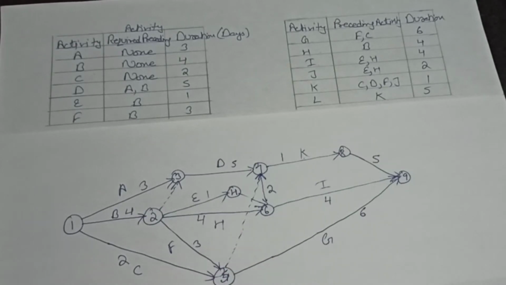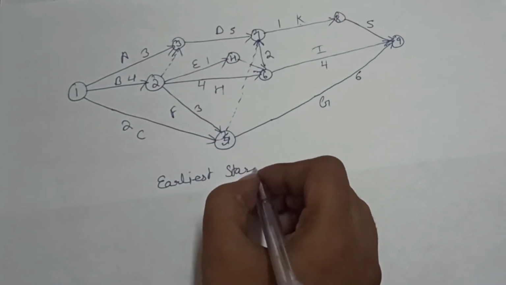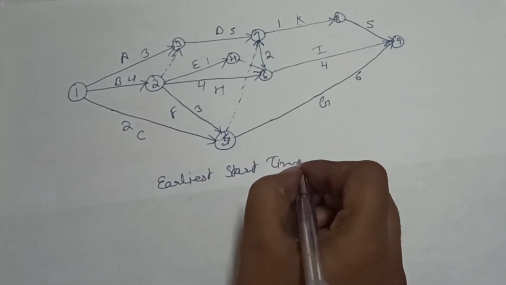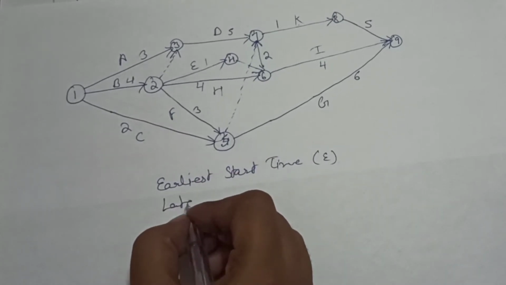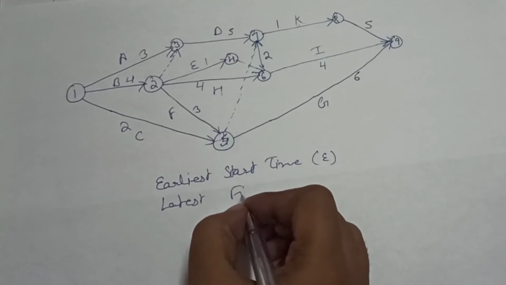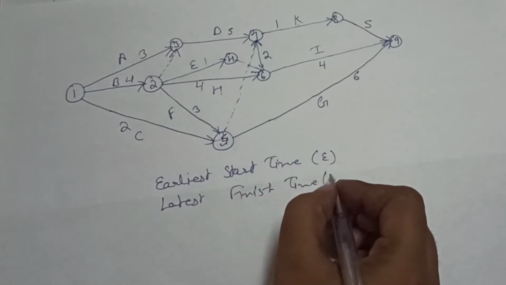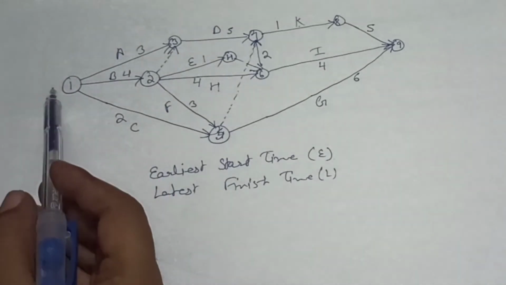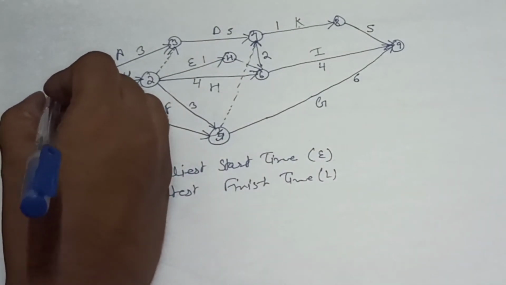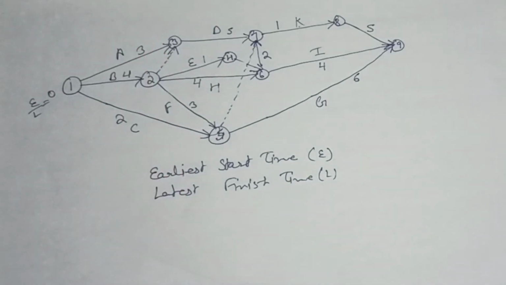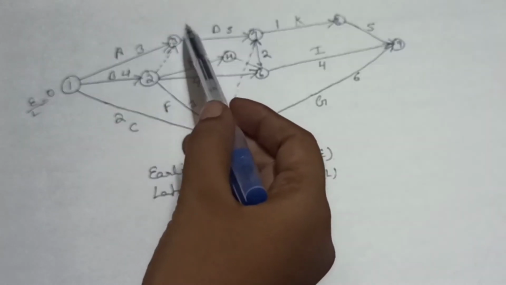Now we will calculate our earliest start time, in short we can say E, for all activities, and latest finish time for all activities, in short we can say L. So now we will start with our first node. For the first node, E is always 0. So here we will calculate 0 plus 3 is equal to 3.